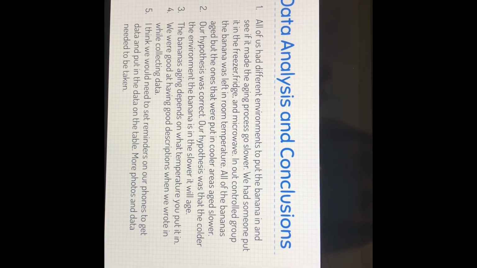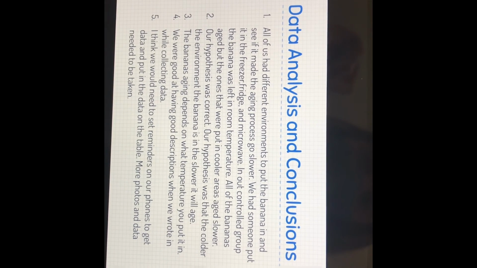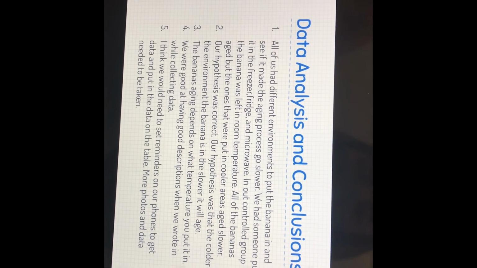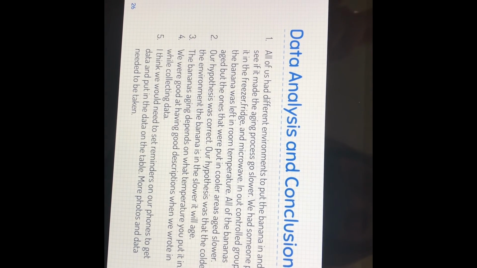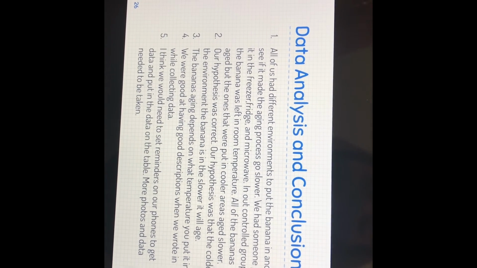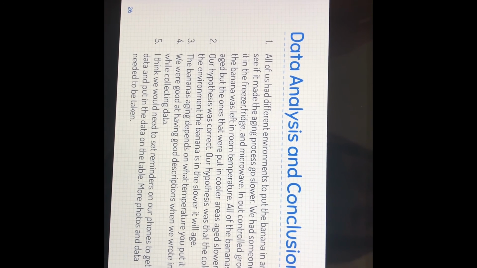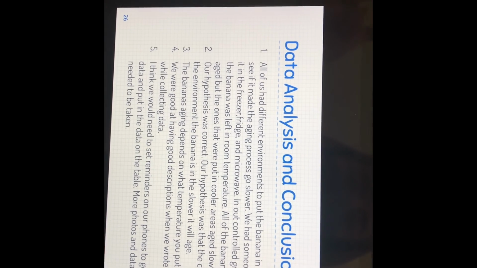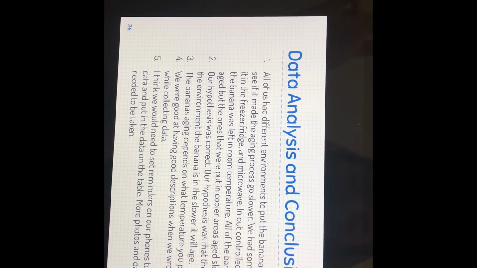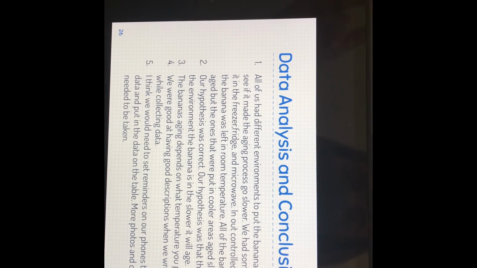The data analysis conclusions. All of us had different environments to put the banana in to see if it made the aging process go slower. We had someone put it in the freezer, fridge, and microwave, and the control group was the banana left at room temperature. All of the bananas aged, but the ones that were put in cooler areas aged slower.